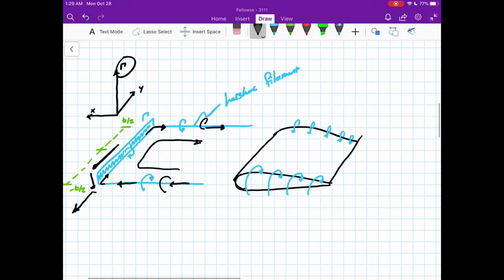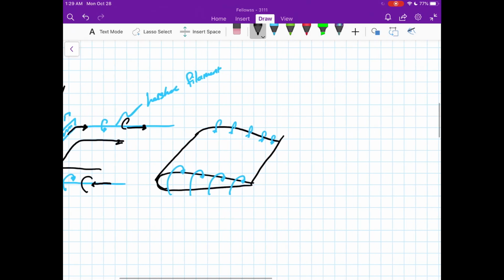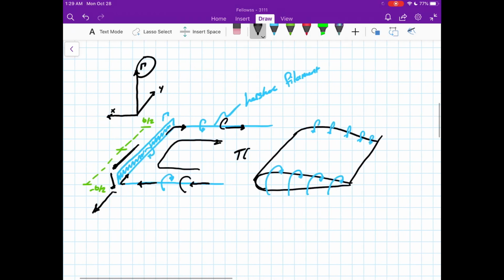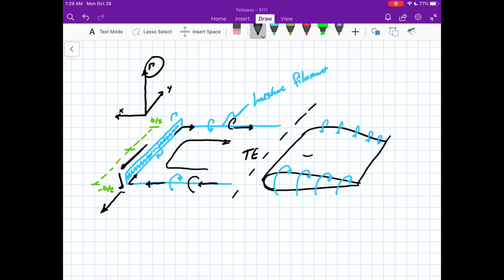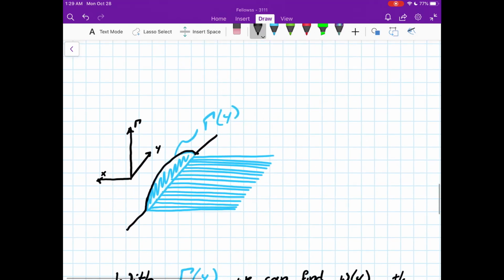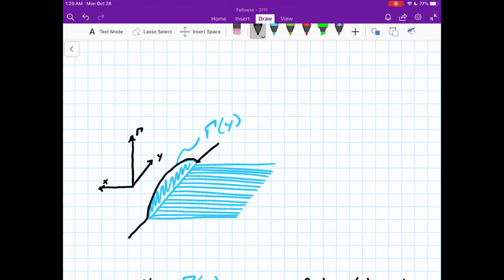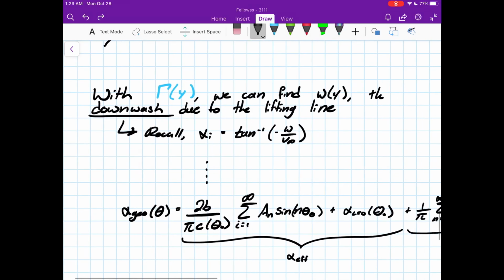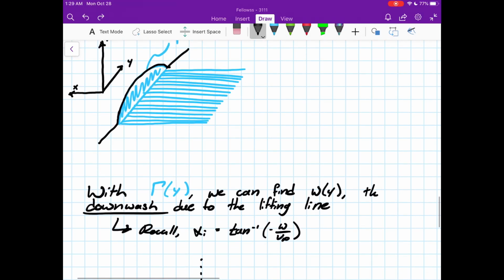And just in case it wasn't clear, for this diagram, this is not the trailing edge of the airfoil I've drawn. This is the trailing edge of the horseshoe filament. This is the leading edge of the horseshoe filament. Keep that in mind as we go, right? So we end up with something smooth, and we have gamma as a function of y, y being our span-wise direction.